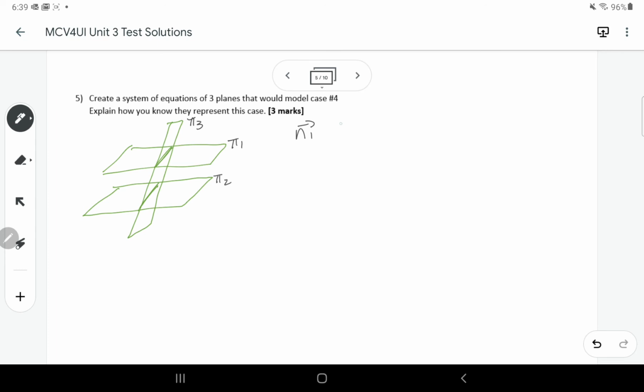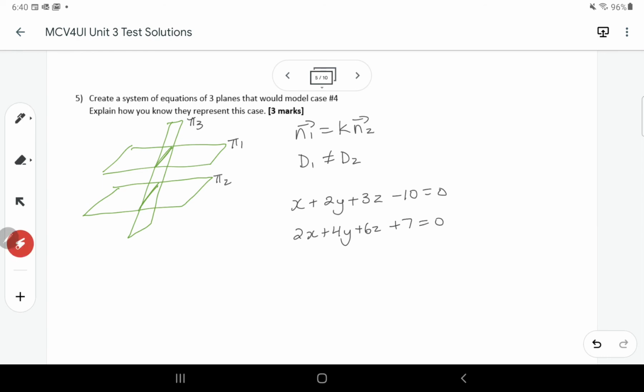So the normal of plane 1 would equal a scalar multiple of the normal of n2, but the d values would not be equal. The Cartesian equation would not be exactly the same. So for instance, you might have x plus 2y plus 3z minus 10 equals 0, and then 2x plus 4y plus 6z plus 7 equals 0. So you can see that the planes are parallel. Their normals are scalar multiples, but they have way different d values.